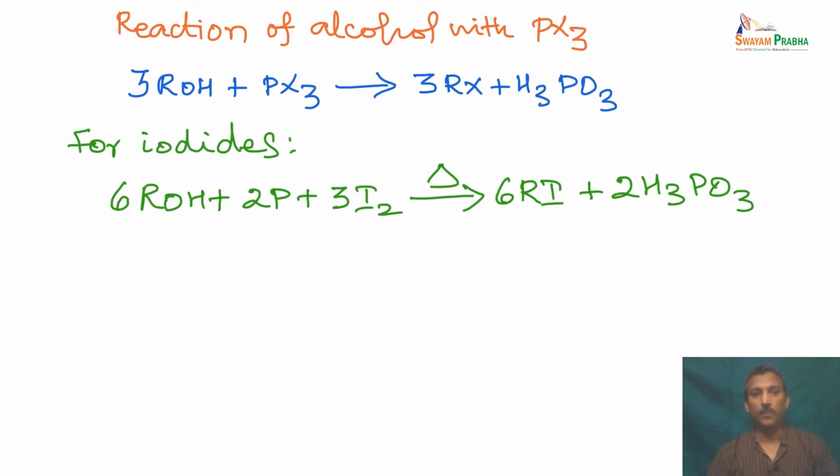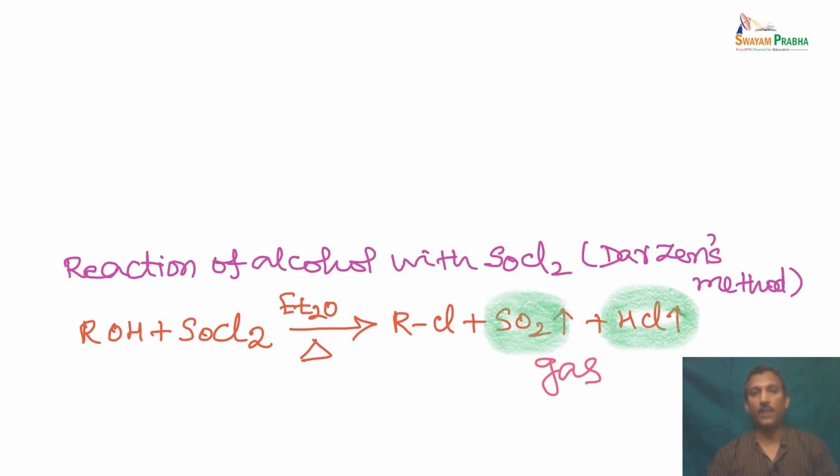We now saw the preparation of alkyl iodides from the alcohols. Here the stoichiometric reaction is written with a completely balanced equation. So 6 molecules of the alcohol react with 2 phosphorus atoms and 3 iodine molecules to produce 6 alkyl iodide plus 2 H3PO3. So this is the balanced reaction for this preparation of alkyl iodides. And as I mentioned a little bit earlier, in the reaction of alcohols with thionyl chloride, that is the Darzens method, the sulfur dioxide and HCl are the gases which escape from the reaction medium. So this reaction is giving a high yield of alkyl halides.